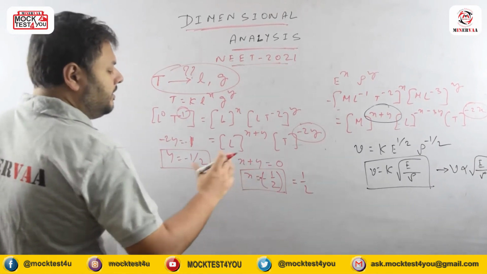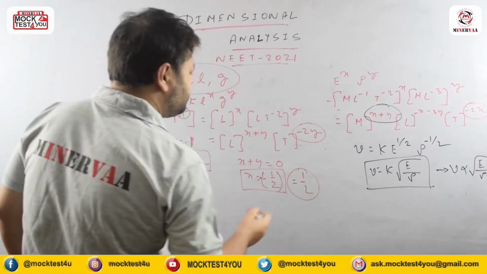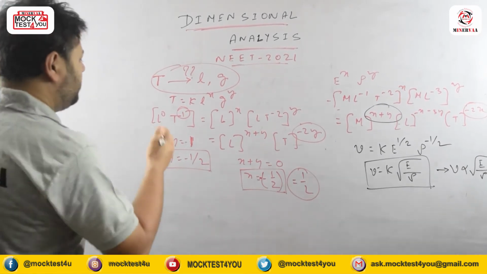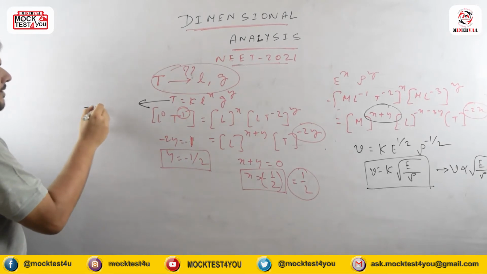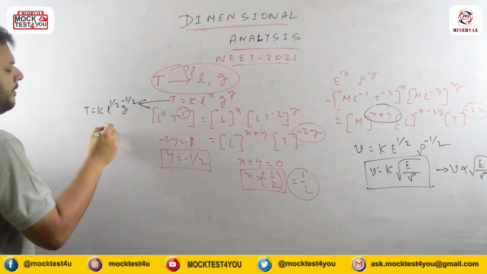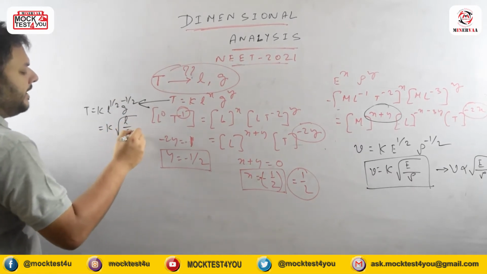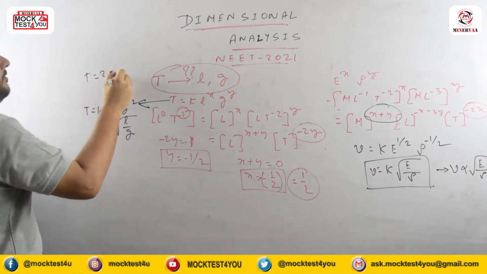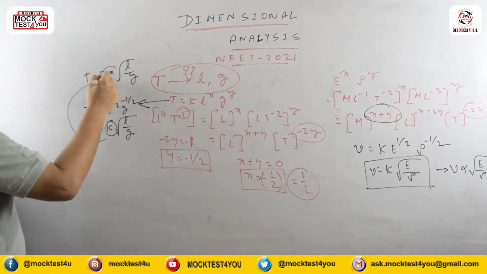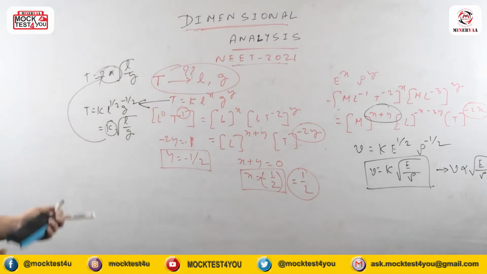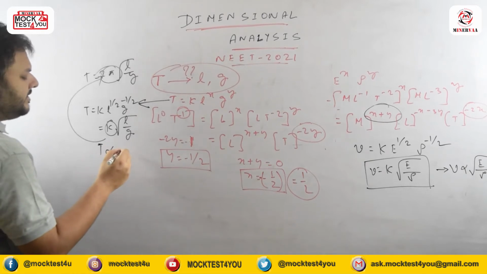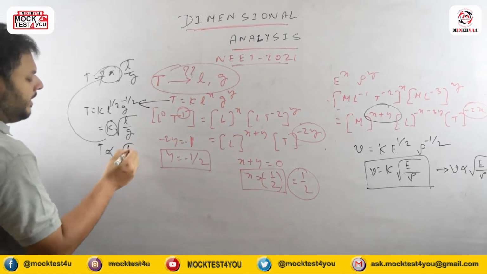So here we are again getting two relations that are involved with T. So how are they actually related from this particular equation? So T becomes k l to the power half g to the power minus half. So that is k root over l by g. You know very well that T had the relation 2 pi root over l by g. Here k means 2 pi, which is a dimensionless constant. So you can keep it like this, k root over l by g, or even you can write T proportional to root over l by g.